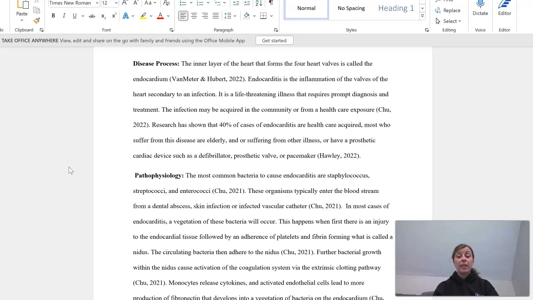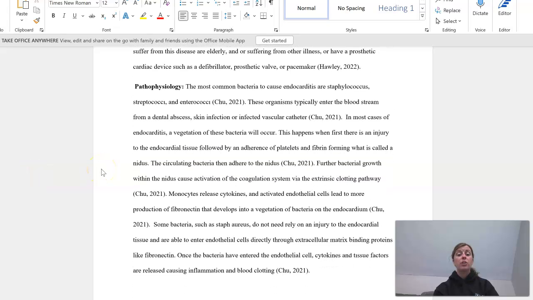It is a life-threatening illness and it requires prompt diagnosis and treatment. This type of infection can be acquired in the community or from a healthcare exposure. Research has shown that 40% of cases of endocarditis are healthcare acquired. Most who suffer from the disease are elderly and/or suffering from other illnesses or have a prosthetic cardiac device such as a defibrillator, prosthetic valve, or a pacemaker.